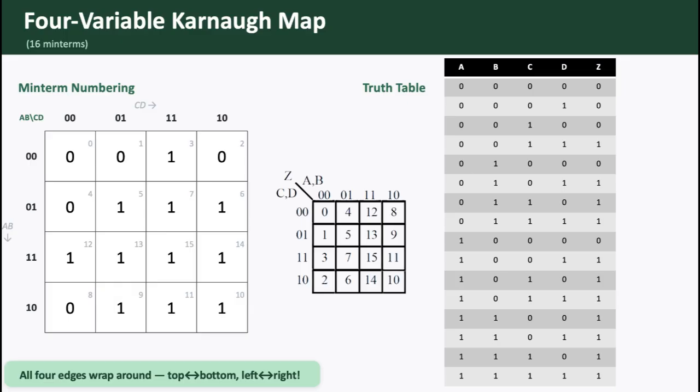Take a moment to locate some minterms in the map at the center. M7 is at AB equals 0, 1, CD equals 1, 1. M13 is at AB equals 1, 1, CD equals 0, 1. M15 is at AB equals 1, 1, CD equals 1, 1. These will be important in the next 2 slides.